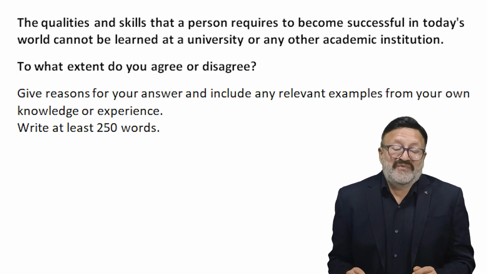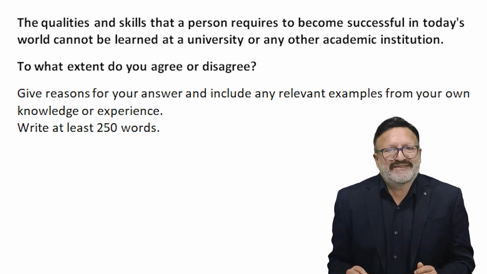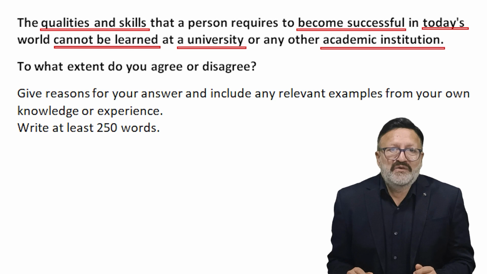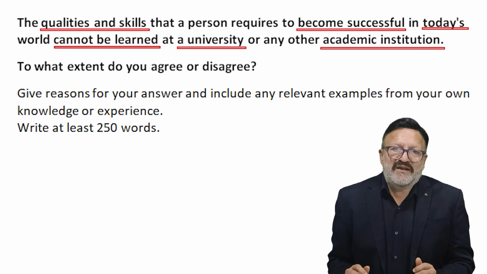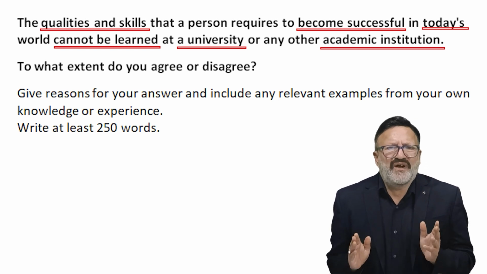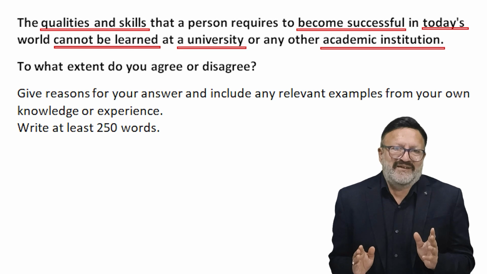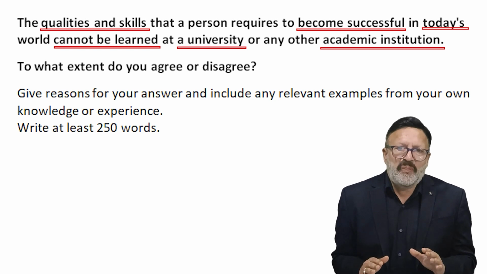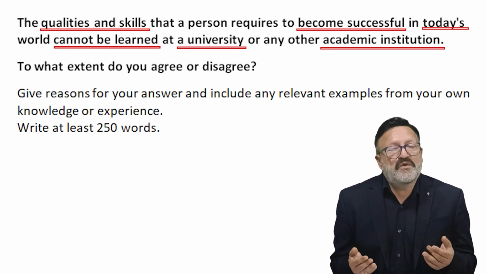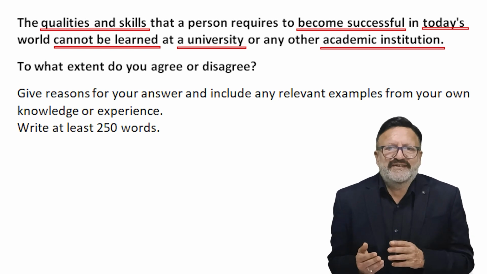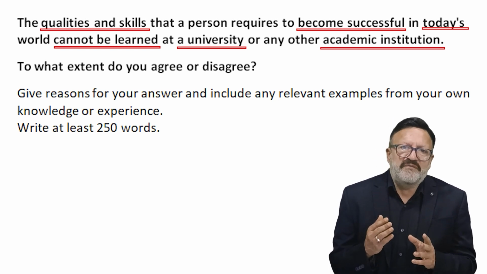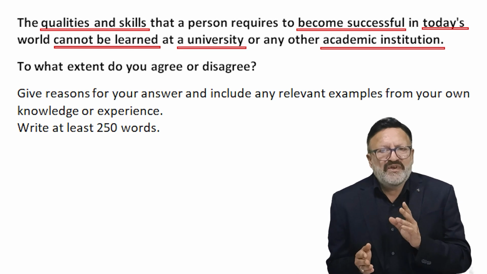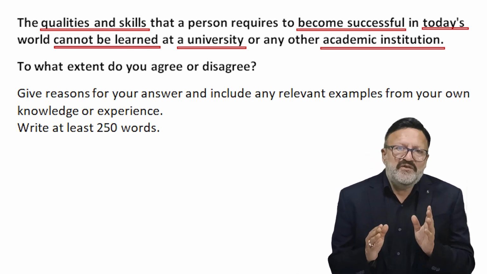Now, let us proceed to the essay. So, as you can see, the keywords in these essays are qualities and skills, become successful, today's world, cannot be learned at a university or any other academic institution. So, it is helpful if you underline the keywords for a better understanding. The essay also states that you have to give reasons for your answer and include any relevant examples from your own knowledge or experience. My suggestion is that you should give examples from your own knowledge and not experience because in the latter case you tend to become informal.